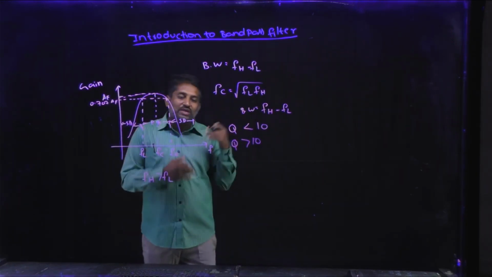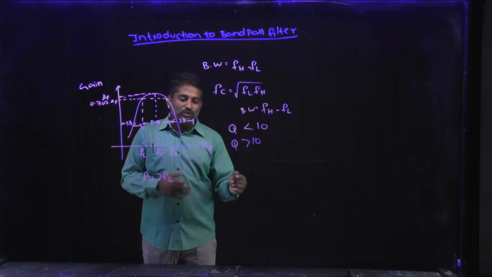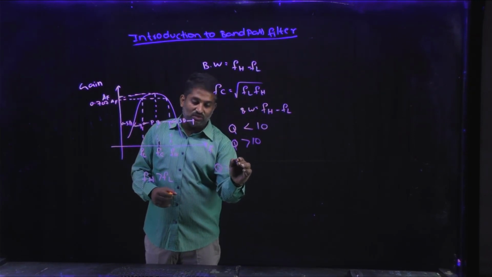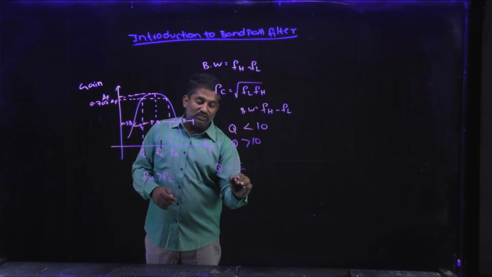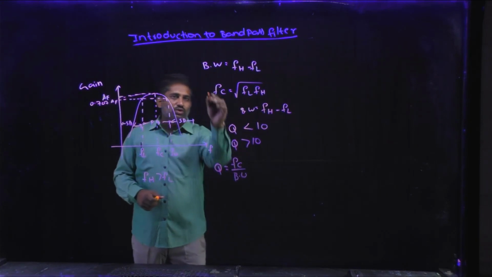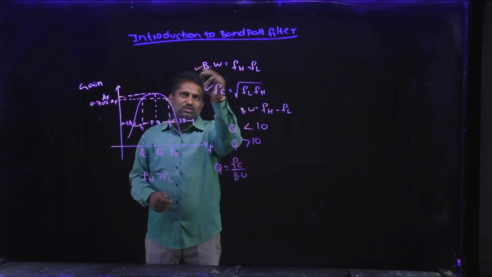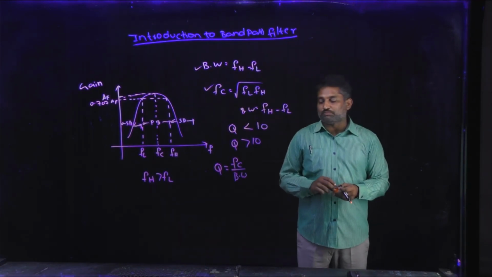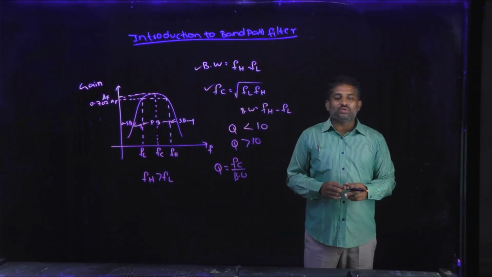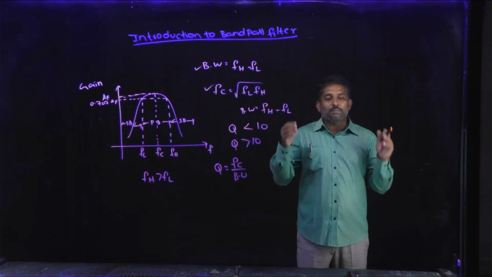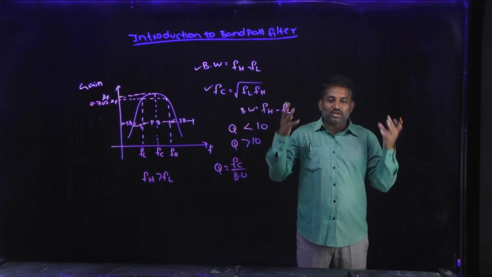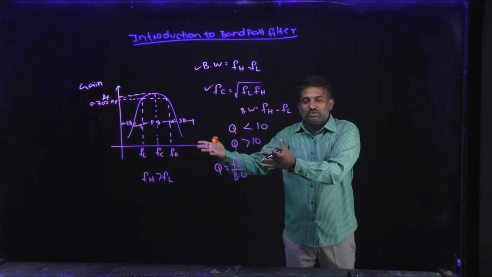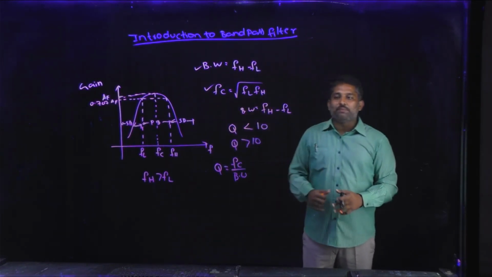And how can you calculate the quality factor Q? The quality factor Q is always calculated as Q equals FC divided by bandwidth, and we know the formula for FC as well as the formula for bandwidth. Once we know the formulas, substitute the values, then you can get the value of Q. Depending upon the value of Q, we conclude whether the given band pass filter is a narrow band pass filter or a wide band pass filter.